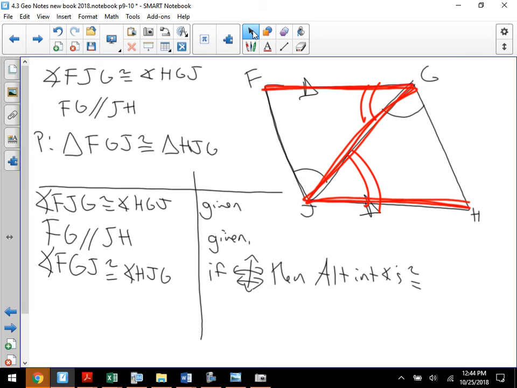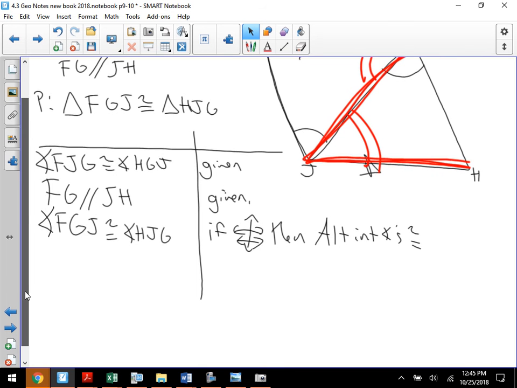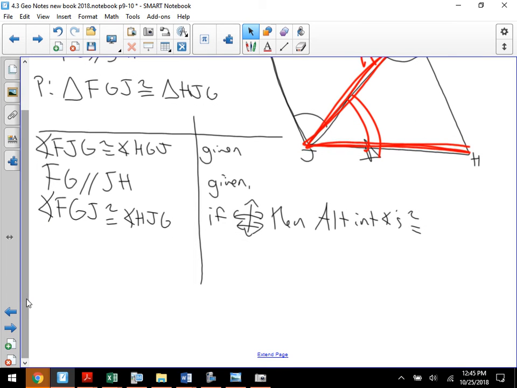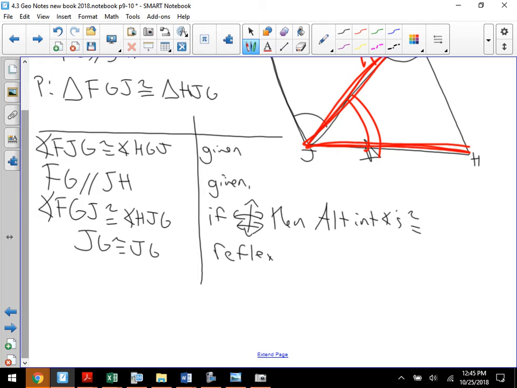And then when you have that Z, what else do we always say about that transversal? It's reflexive. Yep. So anytime you trace over that Z, you always call that part reflexive, because then it'll help you with the step. So what do you have? JG. Make sure you guys always are writing reflexive property. Make sure you put the word prop or property in there with it, and then mark it.